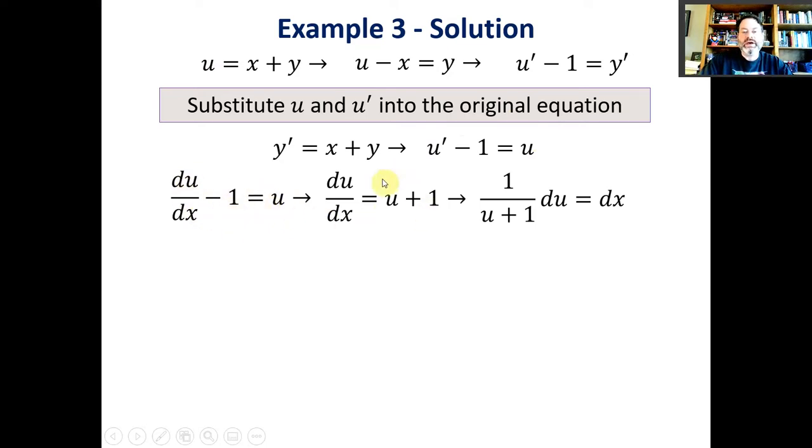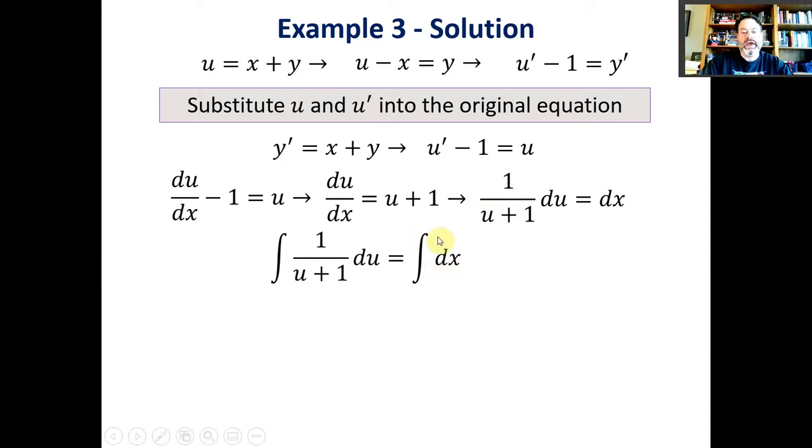So I add 1 to both sides. And when I do that, you can see that du is on the top over here, so I want all the u terms on the left, so I just divide by u plus 1. And then multiply both sides by dx. And now it's separated. So you don't need to do a substitution here, right? I mean, you can if you want, but there's no reason to do it, right? This is just an ordinary integral.